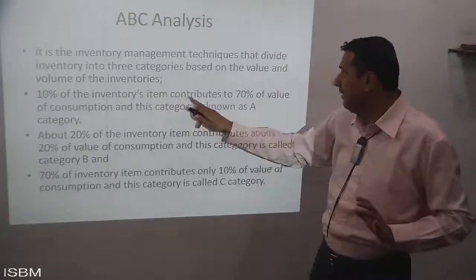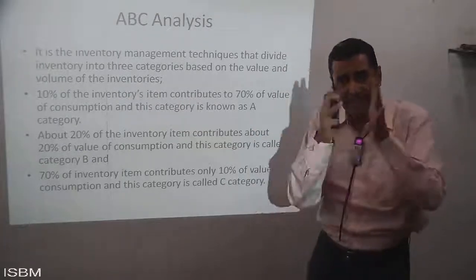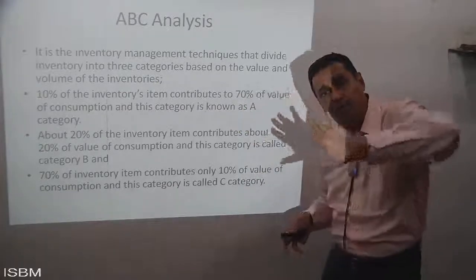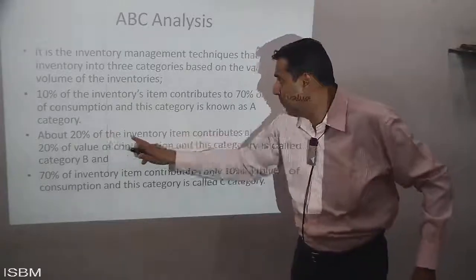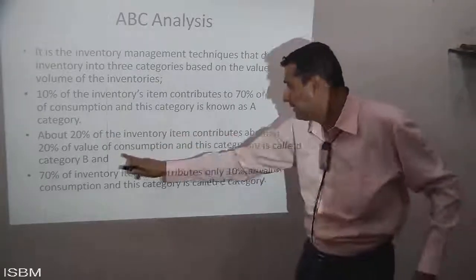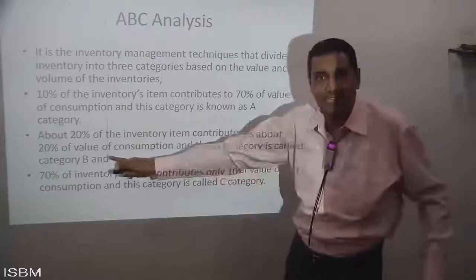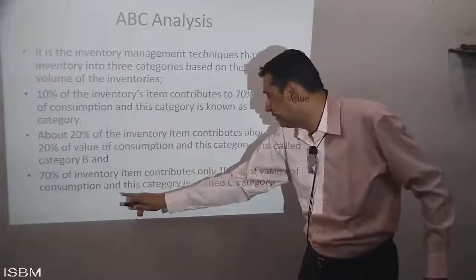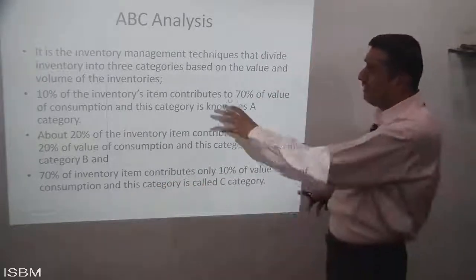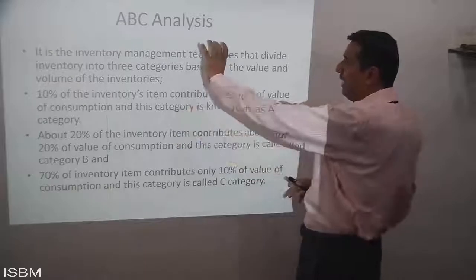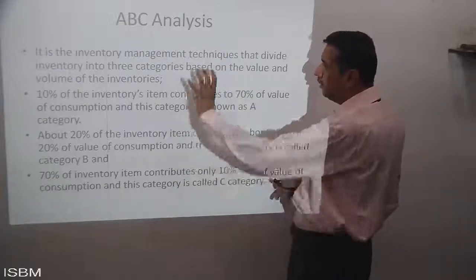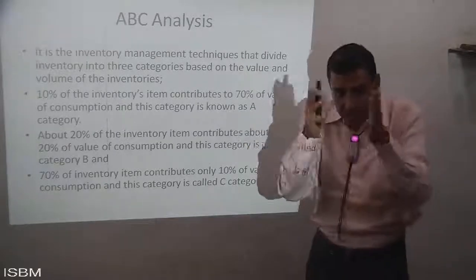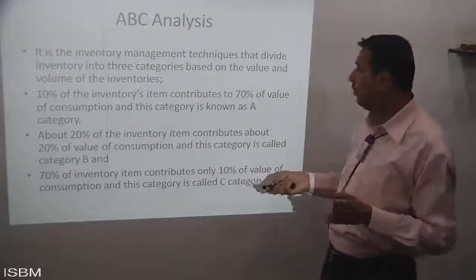Suppose the company has 100 items. 10% of inventory items contribute 70% of the value of consumption, and this category is known as A category. They will focus on A category. B is 20% of inventory items contributing about 20% of consumption. 70% of inventory items contribute only 10% of the value of consumption and constitute C. So if you control the A part of the inventory, 70% of the value of inventory is getting controlled.